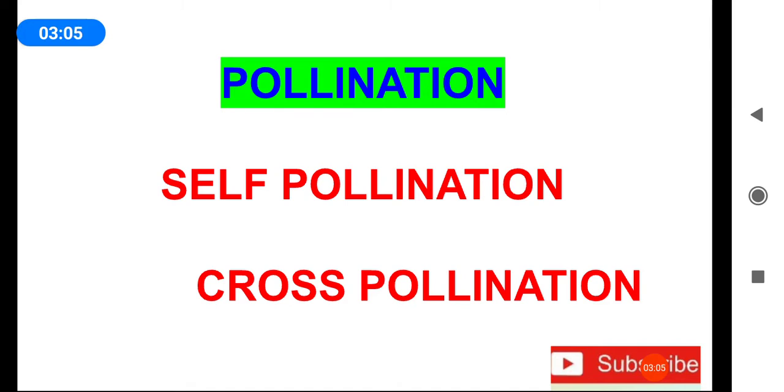Self-pollination: pollen grains are transferred from the anther to the stigma of the same flower or another flower of the same plant. So self-pollination takes place in the same plant. But in cross-pollination, pollen grains are transferred from the anther of one flower to the stigma of another flower of a different plant. So in two different plants, pollen grains are transferred. That is cross-pollination. So the two types of pollination are self-pollination and cross-pollination.